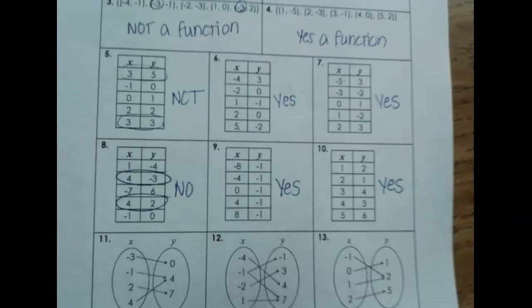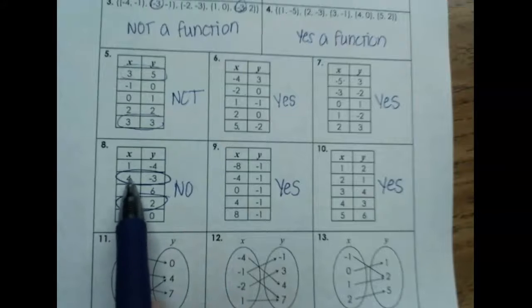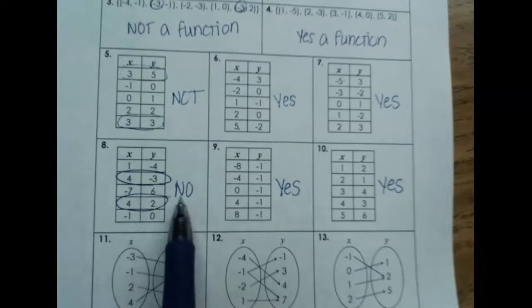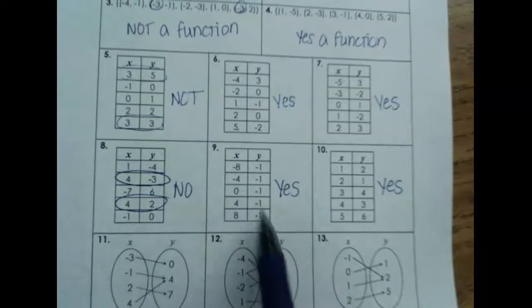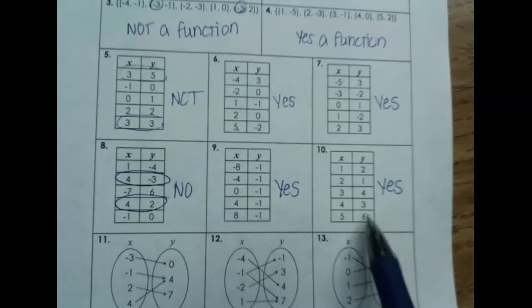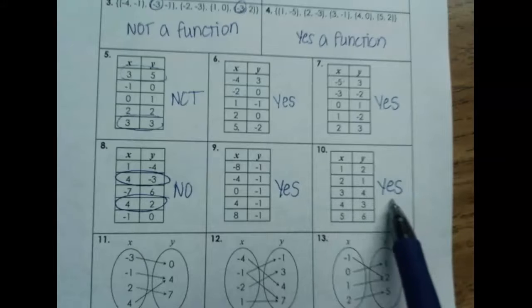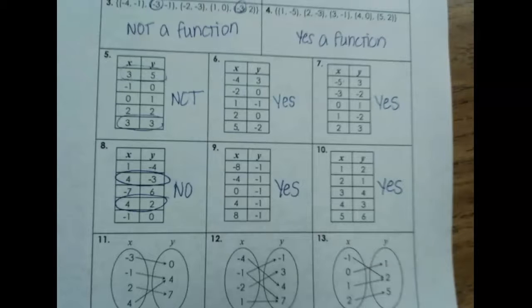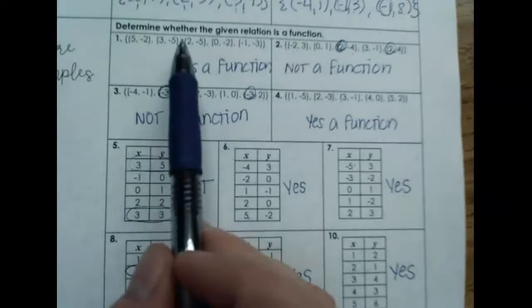Well, when I look at number 8, I saw that the 4 was used twice in my x value with two different y's, so that's not a function. None of my x values repeated in 9, so yes, it is a function. And same with 10. None of my x values repeated, so it is a function. So we've now looked at two different representations. We looked at points written as points. We've looked at an XY table.